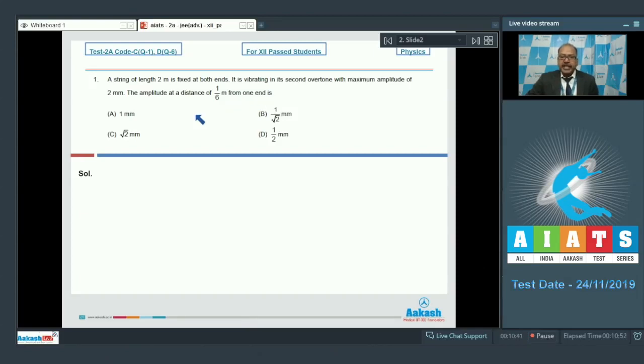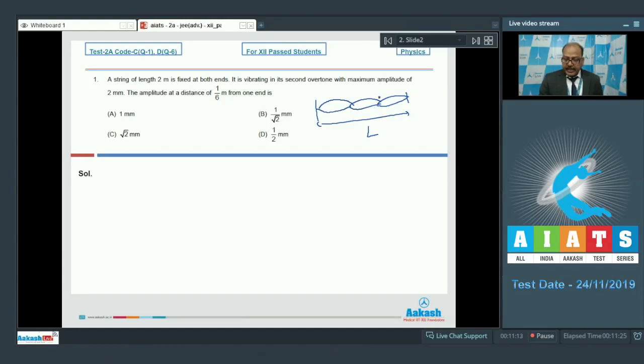Well, it's a question based on standing waves in a string fixed at both ends, and it's given that the string is vibrating in second overtone. That means there are 3 loops forming in the string overall. So if I show the 3 loops, it will look like this. And this is L.